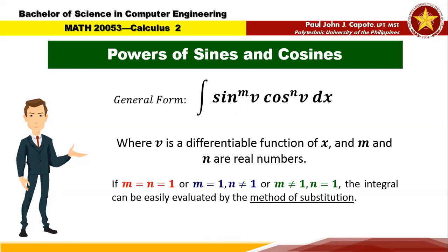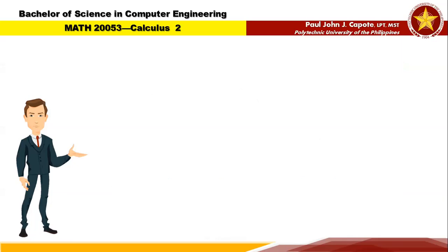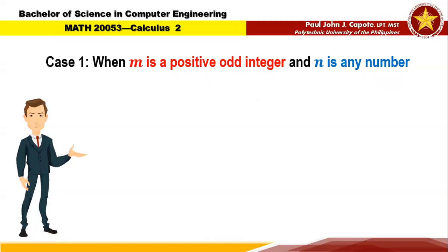If you can still recall, so for example, given a certain integral, to evaluate the integral, we let U equal this expression, and then we derive u with respect to x, and then solve for dx. Okay, that is method of substitution or u substitution. But there are cases wherein we cannot use directly u substitution. Example, we have case 1. Case 1 is when m is a positive odd integer and n is any number.